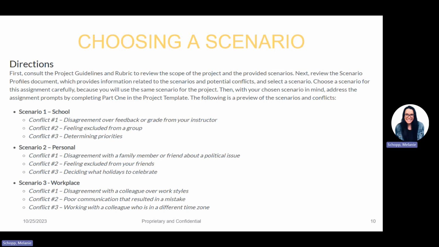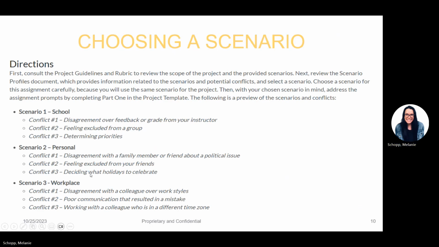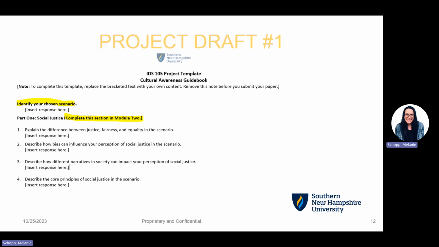Okay? You will notice that when you go to the directions for the assignment, it lists 3 scenarios. There's a school one, a personal one, and a workplace scenario. You'll see conflicts listed on there. The conflicts, y'all, we're not focusing on those. What you want to do is just know that there's a school scenario, a personal scenario, and a workplace scenario. And underneath supporting materials, you'll see the scenario profiles. When you click on the scenario profiles, it opens up lots of details and information about each scenario, so it'll allow you to really decide which scenario speaks to you the most.